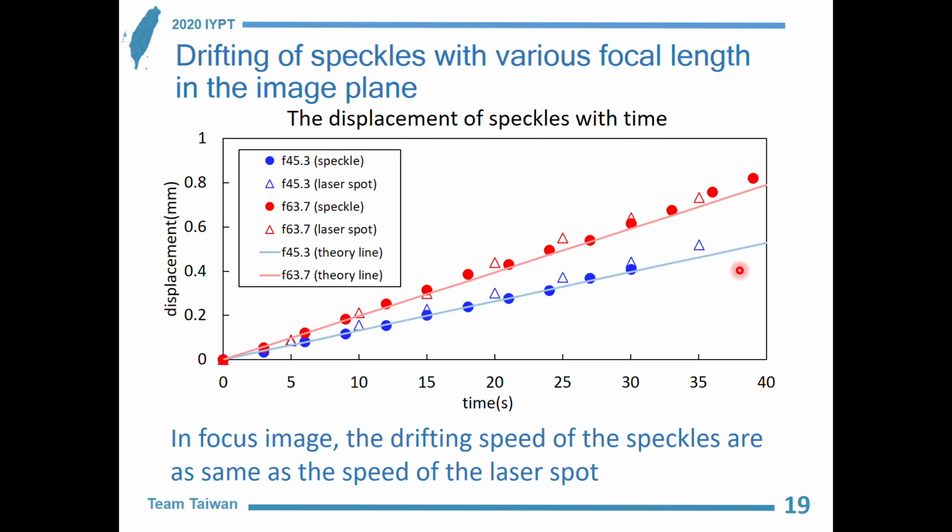First, in this case, the scattered light from the dark surface is imaged by the camera lens right on the sensor, which is delta D equals 0, and the lens is focused. Our experimental data shows that speckles and laser spots both drift at the same speed. A different focal length of the camera lens gives a different imaging magnification and changes the drifting speed accordingly. The experimental observation agrees quite well with the theoretical prediction, as you can see in the slide.